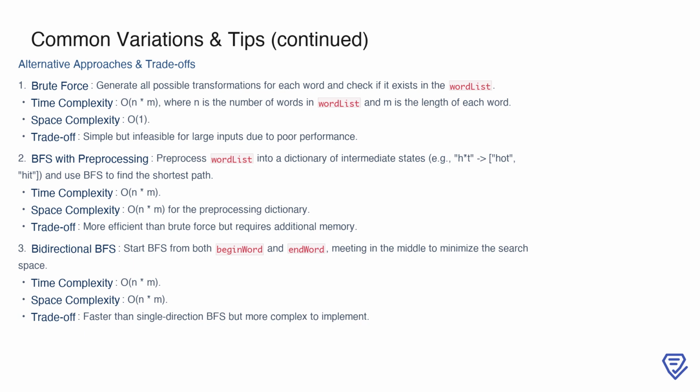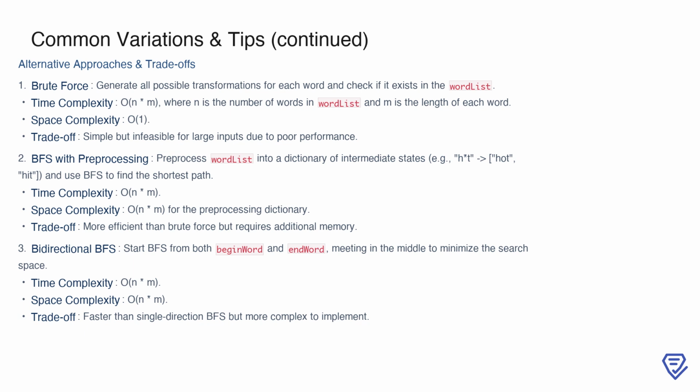A more efficient option is BFS with preprocessing. By preprocessing the word list into a dictionary of intermediate states, you can optimize lookups and reduce the overall complexity to n*m. However, this does require additional memory to store the preprocessing dictionary.